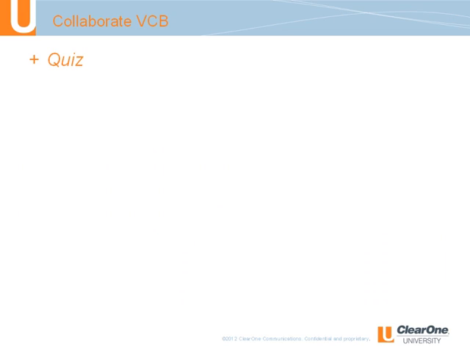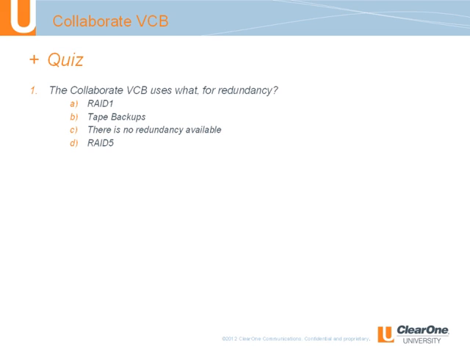Now let's take a quiz to prepare for the certification exam. Number 1, the Collaborate VCB uses what for redundancy? RAID 1, take backups, there is no redundancy, or RAID 5. The answer is A, RAID 1. This creates an identical copy of the data to a different VCB.